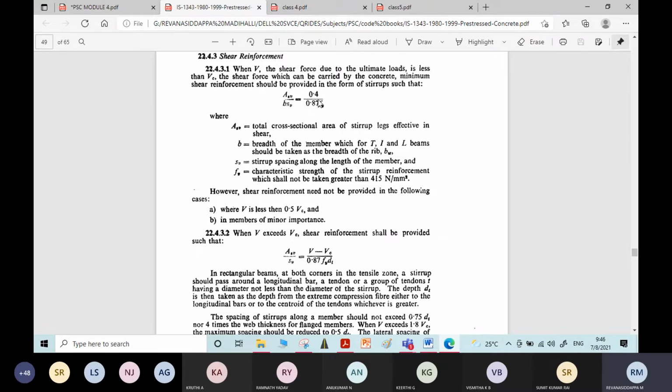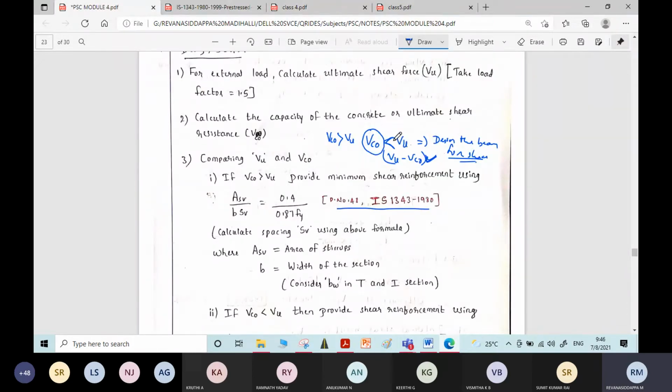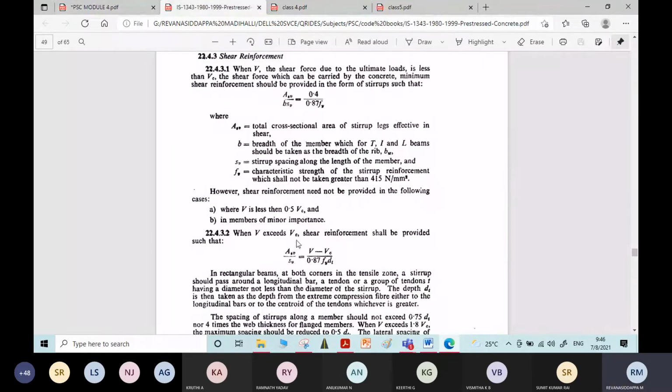Fi, the grade of the steel, will be known. The area of steel we can calculate by assuming two-legged or four-legged stirrups. B, the width of the beam, will be known. By that, we can calculate the spacing. For the first case, if Vc0 is less than Vu, we have to utilize this formula to find the spacing of the stirrups.